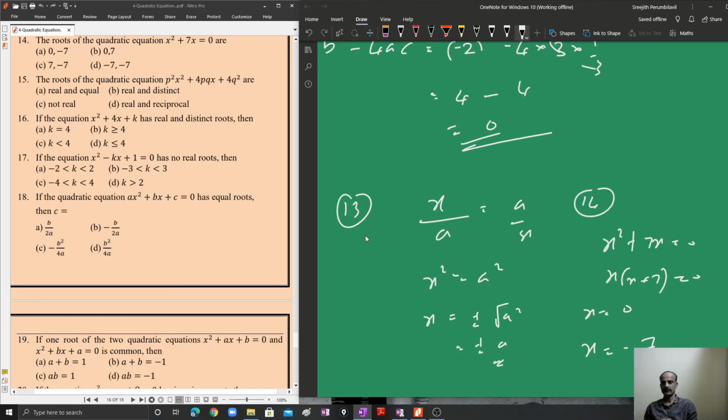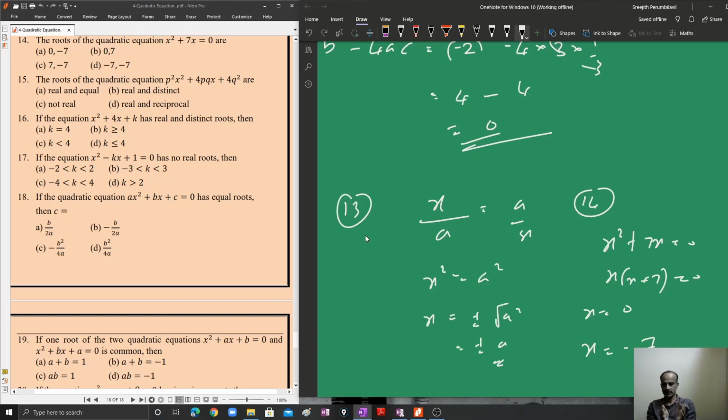Then it came for nature of roots. There are three types or three natures for roots. First one is b square minus 4ac equal to 0. That means roots are equal. Second, b square minus 4ac is greater than 0, real and distinct, and b square minus 4ac less than 0, no real roots. From that, then we had different types of solving: completing the square, quadratic formula, and factorization.